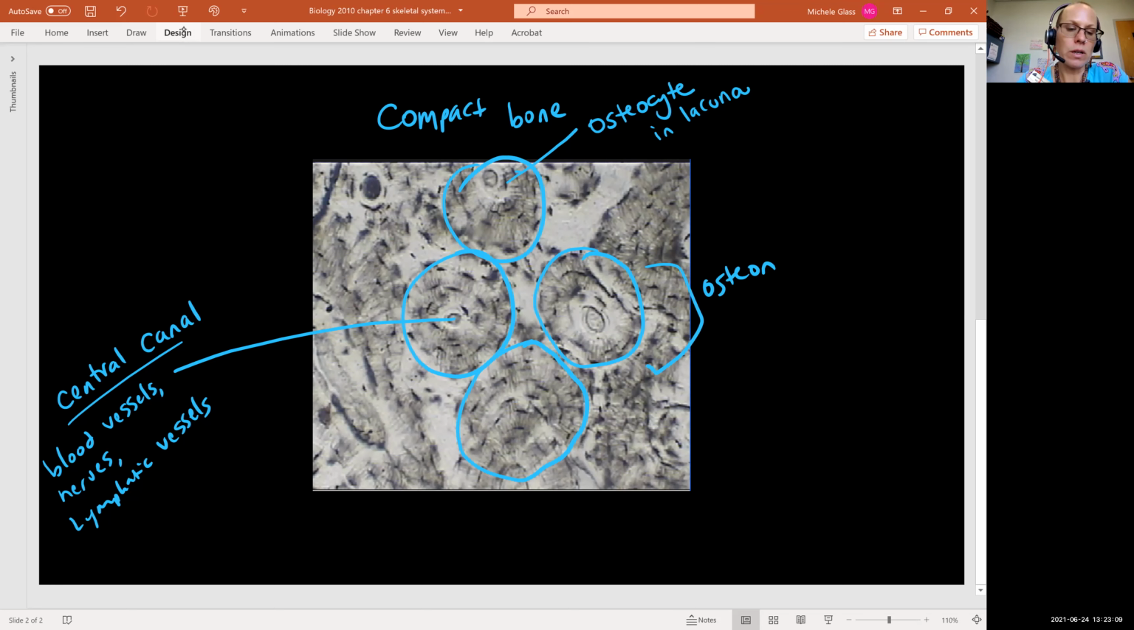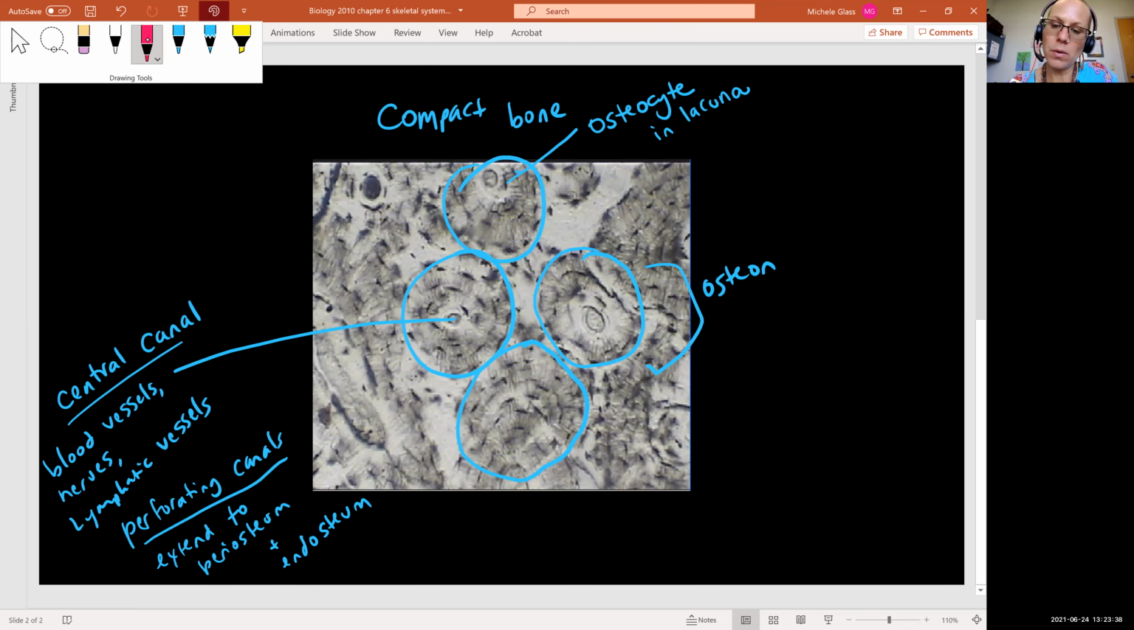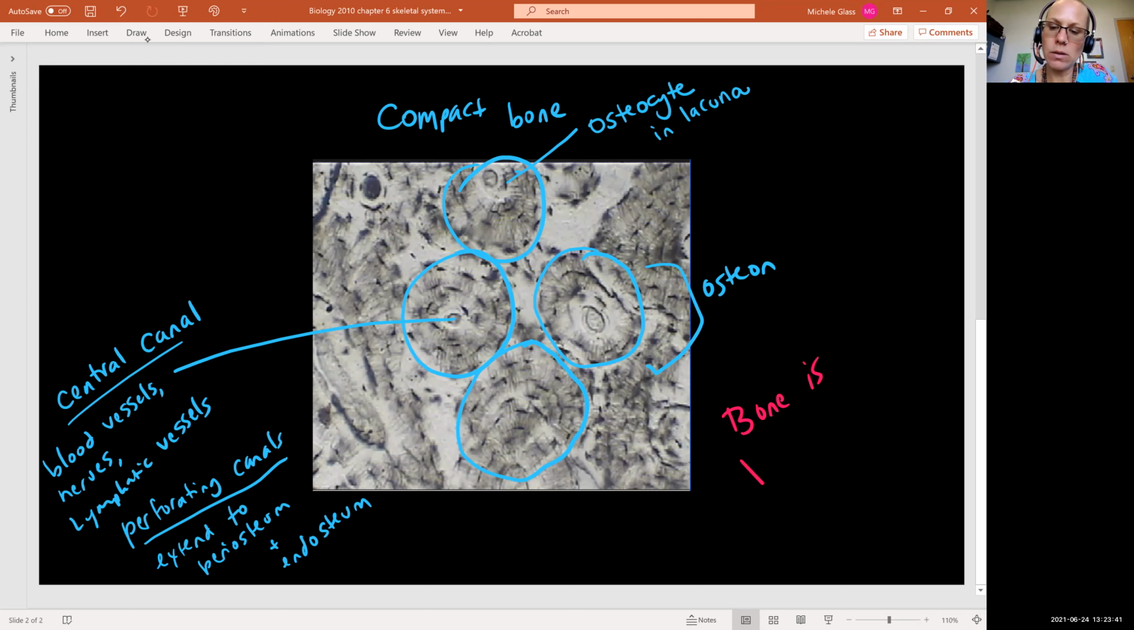Sticking off of your central canal, you are going to have perforating canals. And the perforating canals are going to extend to what we're going to call in the next video, we've mentioned it already, periosteum and the endosteum. So we'll define those terms in the next video. So the key thing to see and remember here is that the bone is highly vascularized, meaning it has blood vessels.